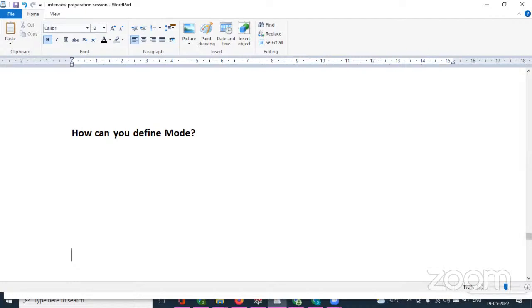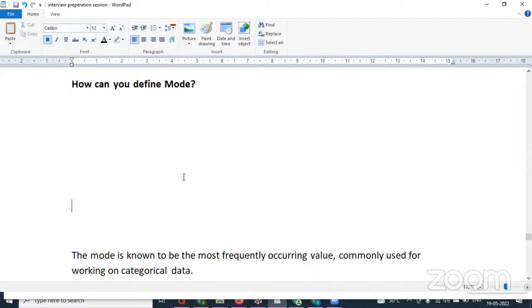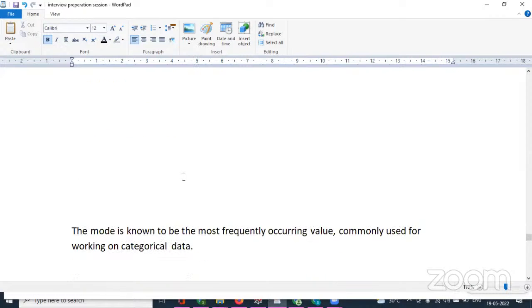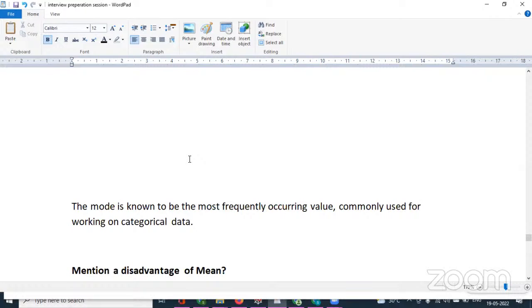Yeah, that is correct. In categorical variables, it is the most frequently occurring value. The mode is known to be the most frequently occurring value, commonly used for working on categorical data. Yeah, most of you guys are correct.